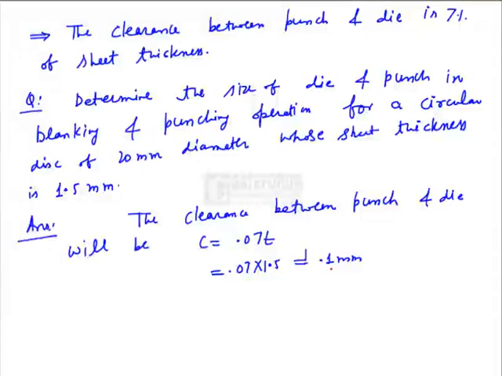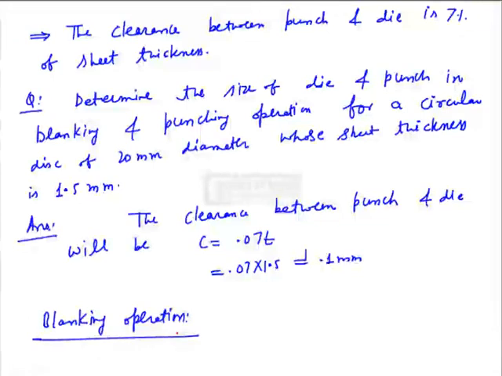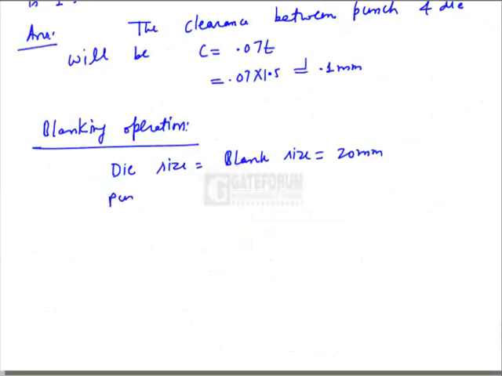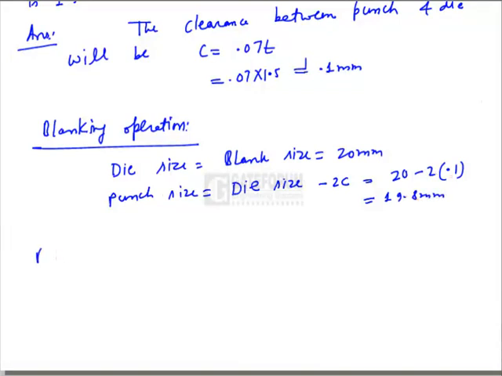So now first we will take blanking operation. So we know that in case of blanking operation, die size is same as the blank size. So die size will be blank size. So this is 20 mm and the punch size will be die size or blank size minus 2c. 2c is the clearance. So 20 minus 2 into 0.1. So this will be 19.8 mm.